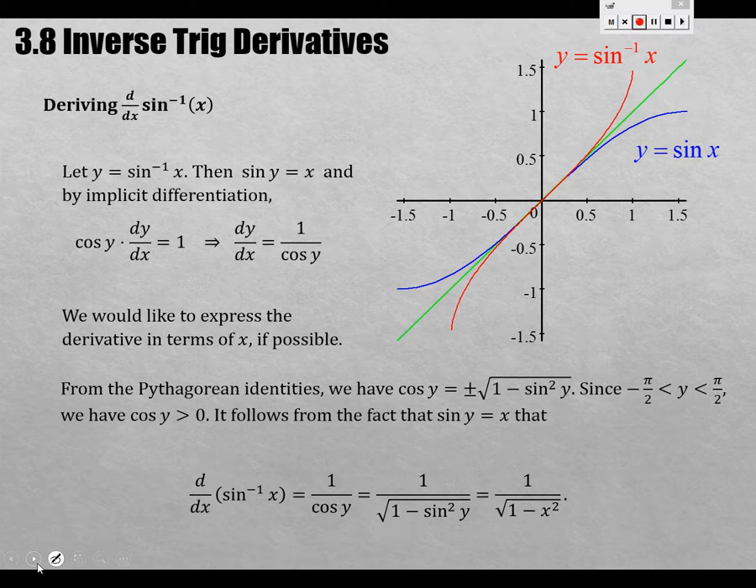I just kind of like the picture to help me figure out why is 1 over cosine of sine inverse, why is that 1 over root 1 minus x squared? I usually draw myself that little picture over there if I forget.